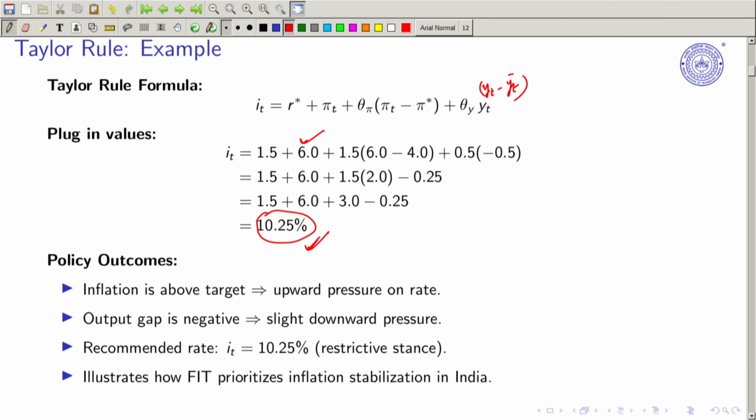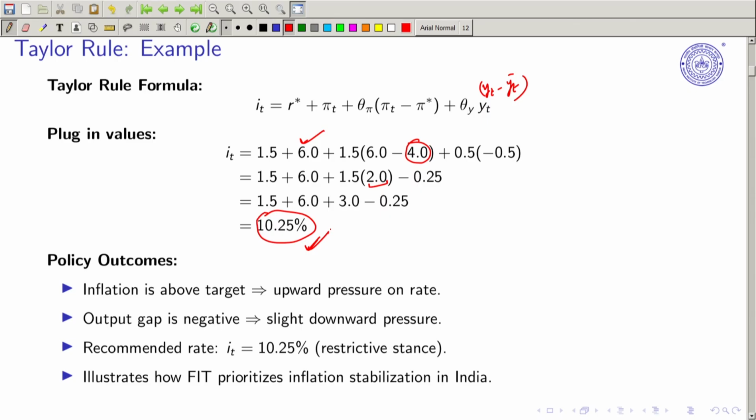What we are saying is that if the current inflation rate is 6%, your policy rate must be 10.25%, which means that if the target is 4% and your inflation is 2% ahead of the target, so the spread is 2%. In order to keep this 2% under control, so that it does not spread to 3%, your nominal interest rate should be 10.25%. And we are also doing it because your output gap is negative.